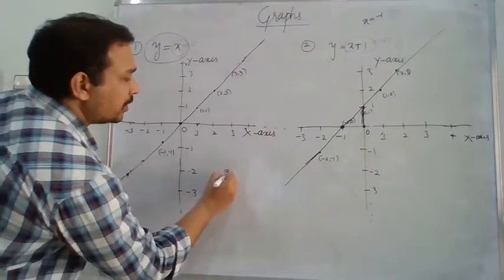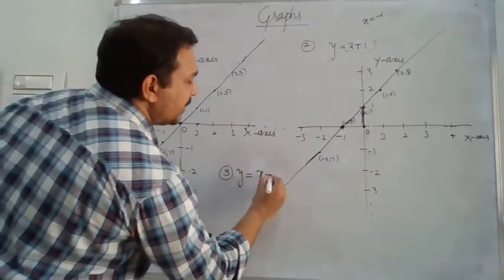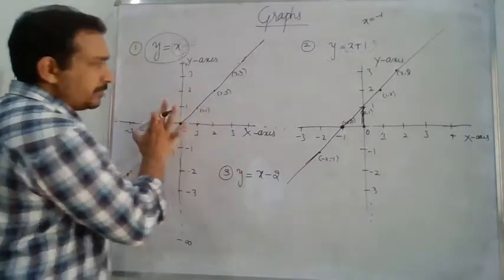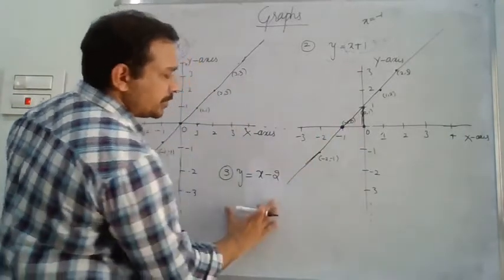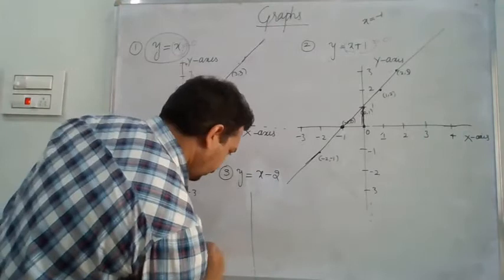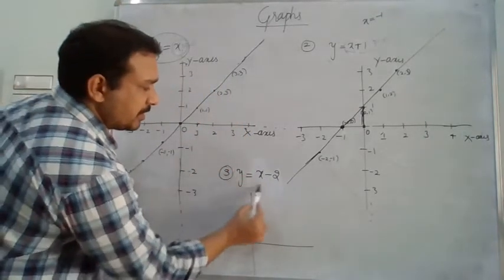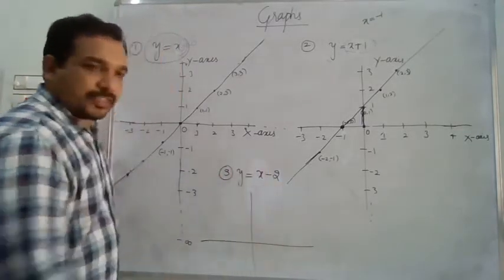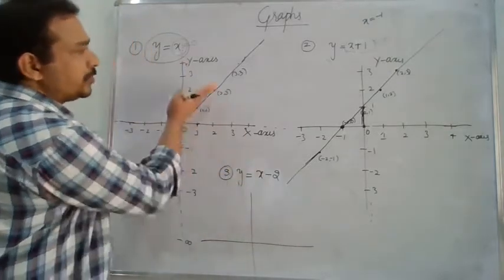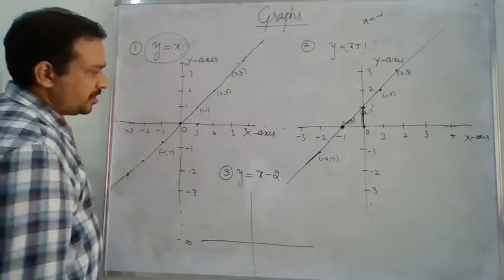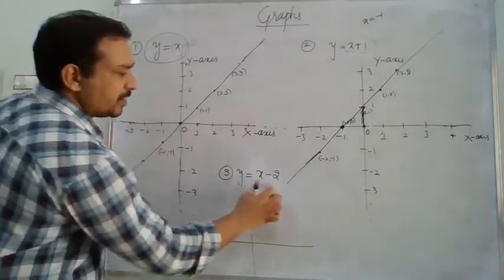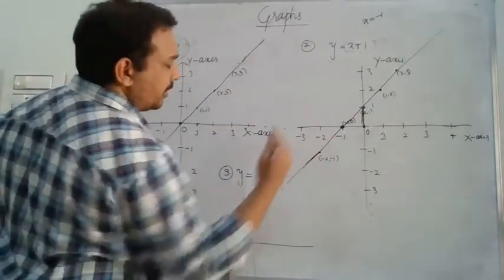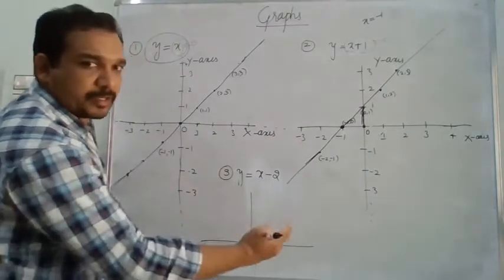Similarly, if I ask for the third one, y is equal to x minus 2, what is the graph? In a similar way, whatever the pattern we have followed here, do for this also. I know the y is equal to x graph, but just here x is subtracted with 2, means x minus 2. So this line should be parallel to this line only, but there will be some change. What could be the change? I have to shift the line either right side or left side. That depends on the right side. Y is equal to x minus 2 or x plus 1. Where x plus 1, I have shifted to left side. Here x minus 2, whether I have to shift it to left side or right side, we have to decide.